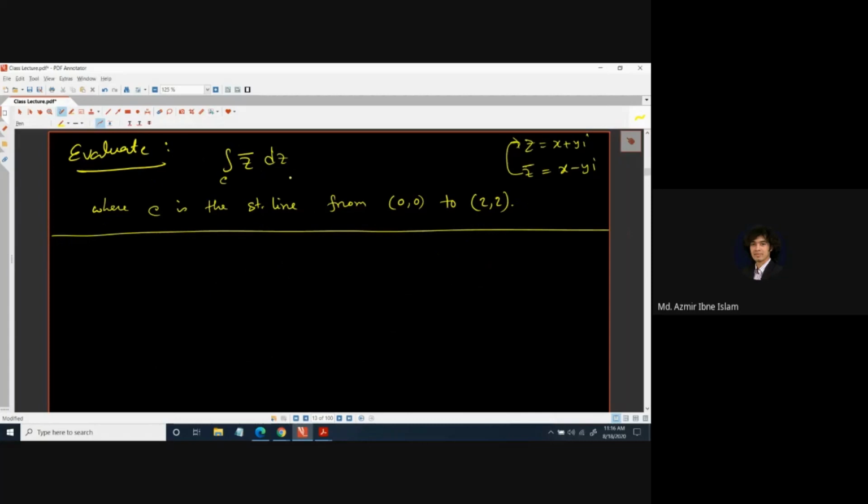So let's try to draw the path. Here we have the 0, 0 point, and 1, 2, 1, 2. So this is the 2, 2 point. If we join these two points from 0, 0 to 2, 2, this is the orientation. So this is our contour or path C.